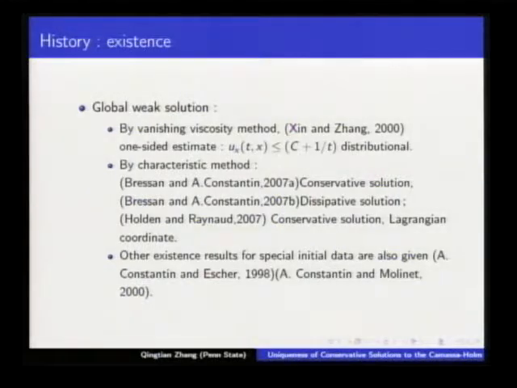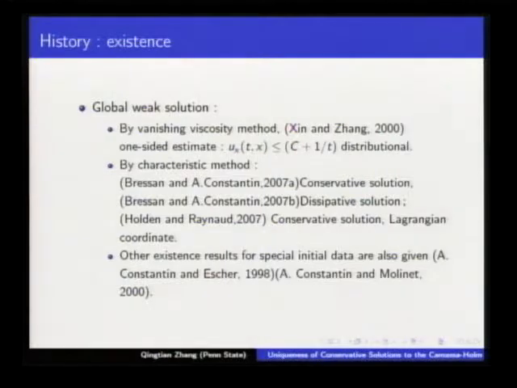Generally speaking, we have two kinds of methods to prove the global weak solution. The first method is by using the vanishing viscosity method. This result was proved by Xin Zhouping and Zhang Ping in 2000. And for this kind of solution, furthermore, they can also prove the one-sided estimate for the Camassa-Holm equation. And I will explain later that the solution found by the vanishing viscosity method is a dissipative solution.